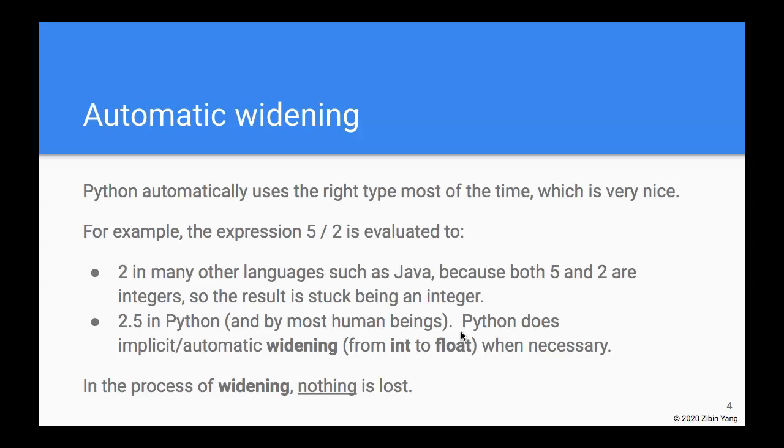Behind the scenes, what it really does is what's called an automatic widening. Widening means we're doing a conversion in which we don't lose any information. Going from an integer to a floating point number, we don't lose any information, because we can always express an integer in terms of floating point. Any integer like 5, we can always express as 5.0. That is the definition of widening, where no information is lost in the process.